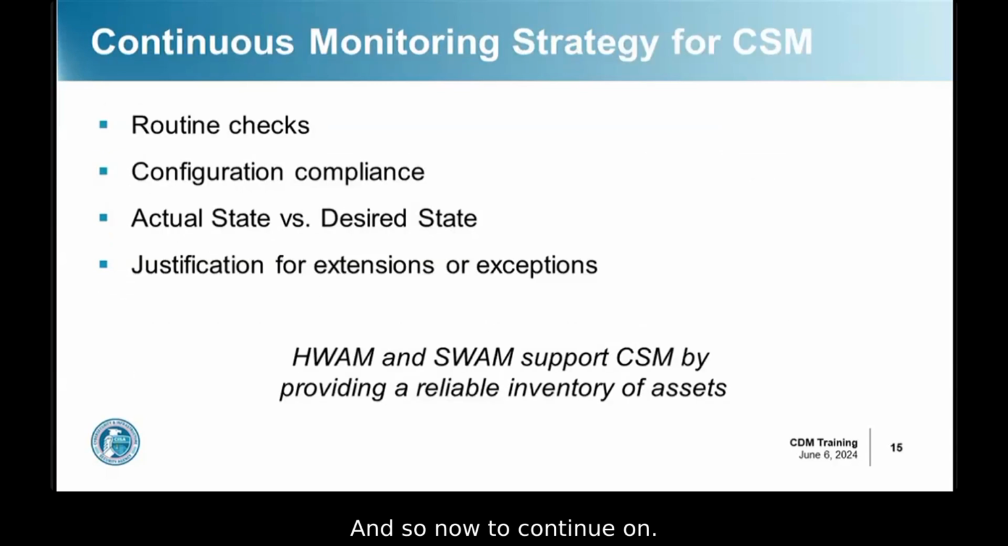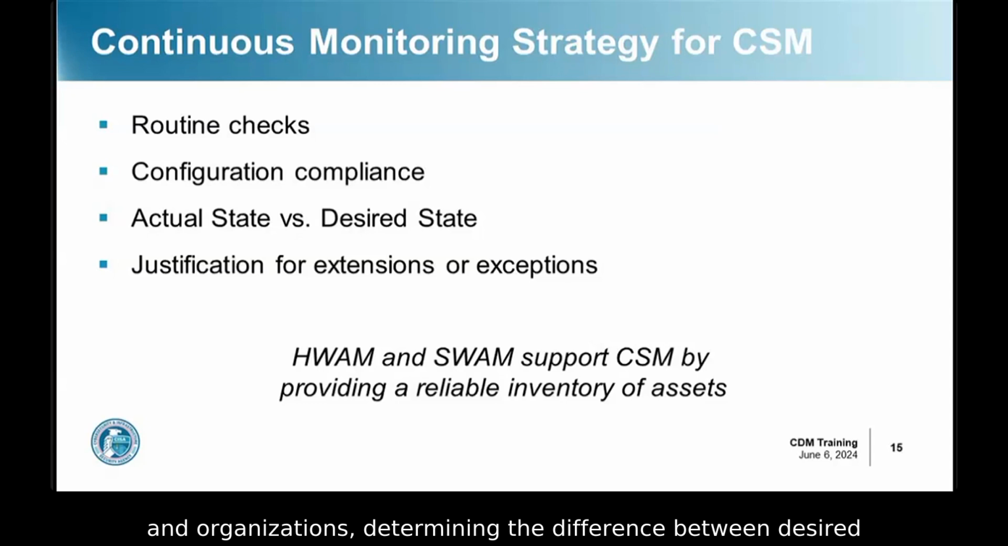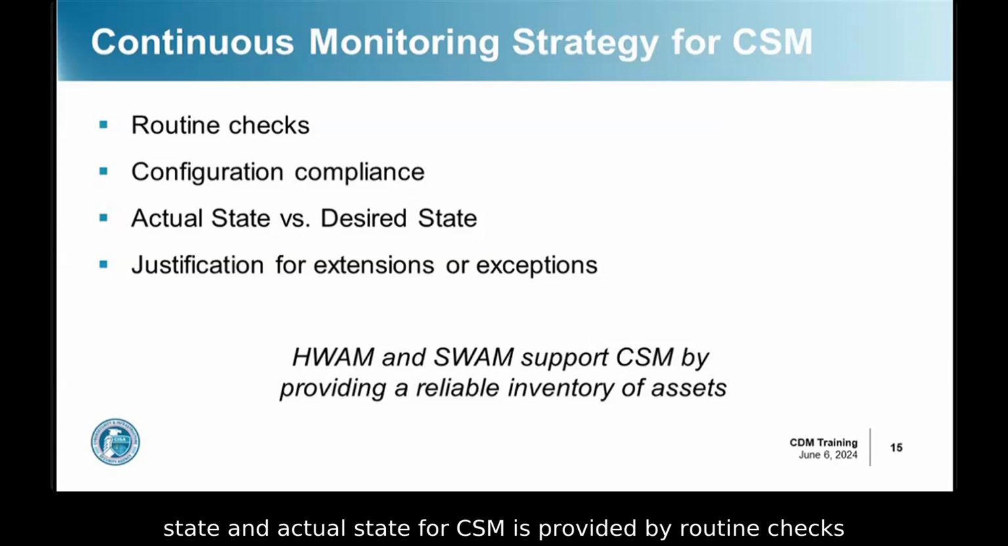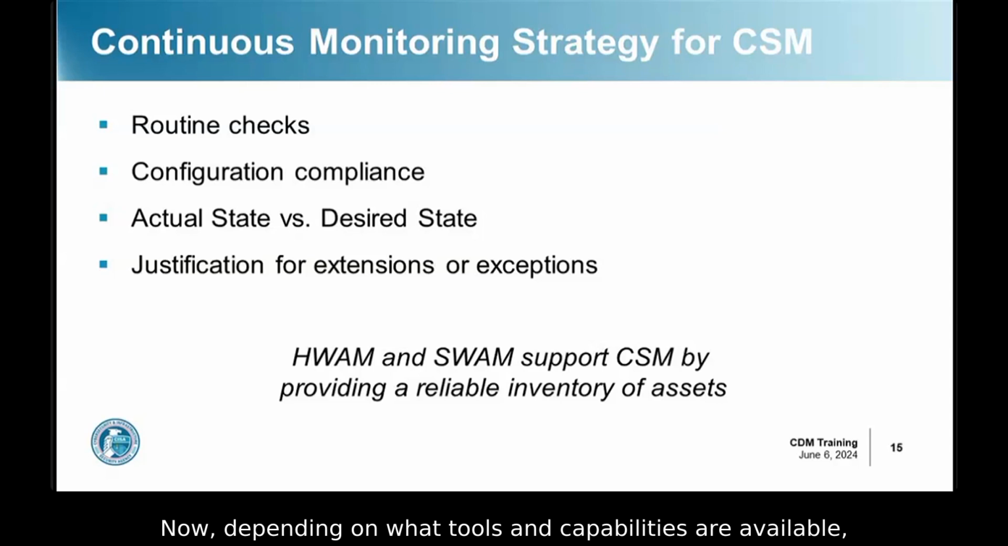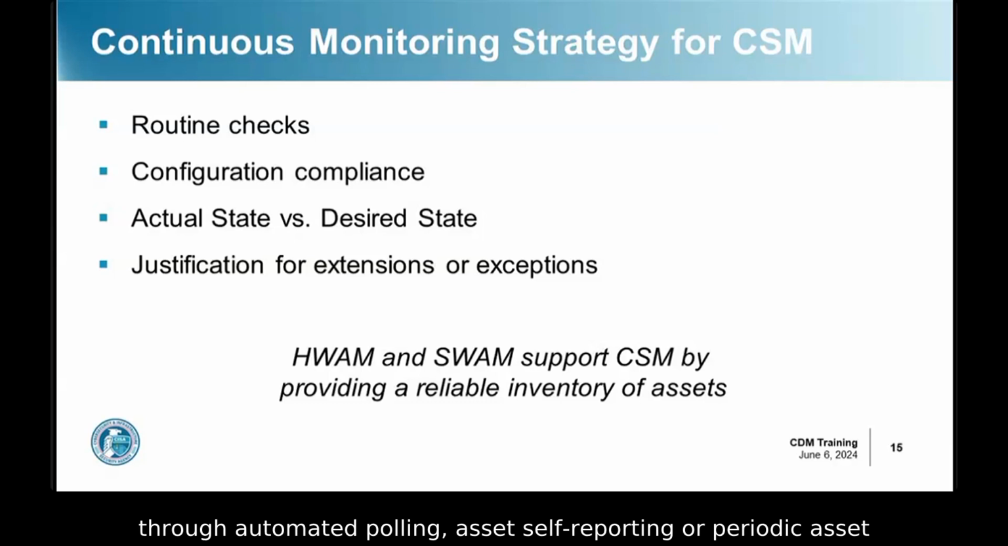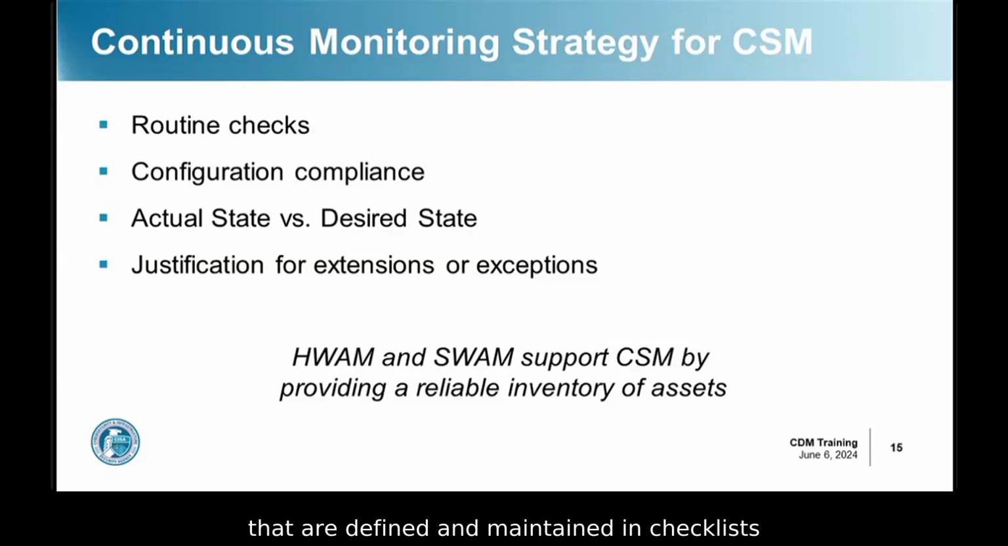And so now to continue on, to support NIST SP 800-137, Information Security Continuous Monitoring, or ISCM, for federal information systems and organizations, determining the difference between desired state and actual state for CSM is provided by routine checks on end devices and the verification of configuration compliance status. The actual state is the current configuration settings on all assets across your network.